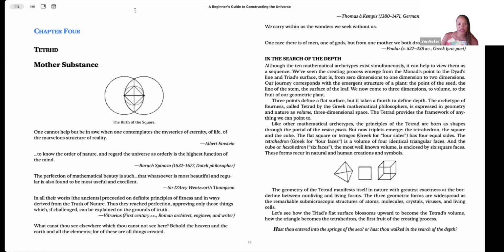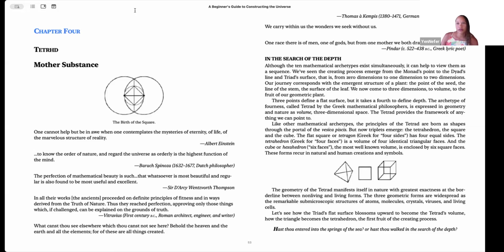And then we have, what canst thou see elsewhere, which thou canst not see here? Behold the heaven and the earth and all the elements, for of these things are all things created. We carry within us the wonders we seek without us. One race there is of men, one of gods, but from one mother we both draw our breath.